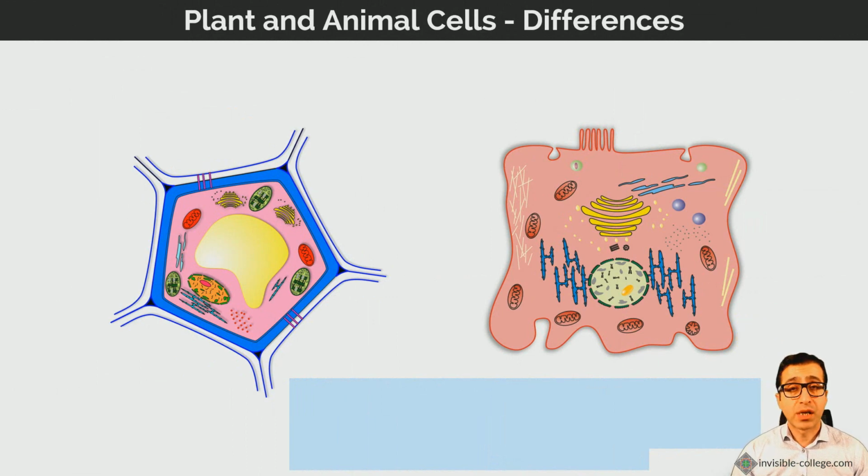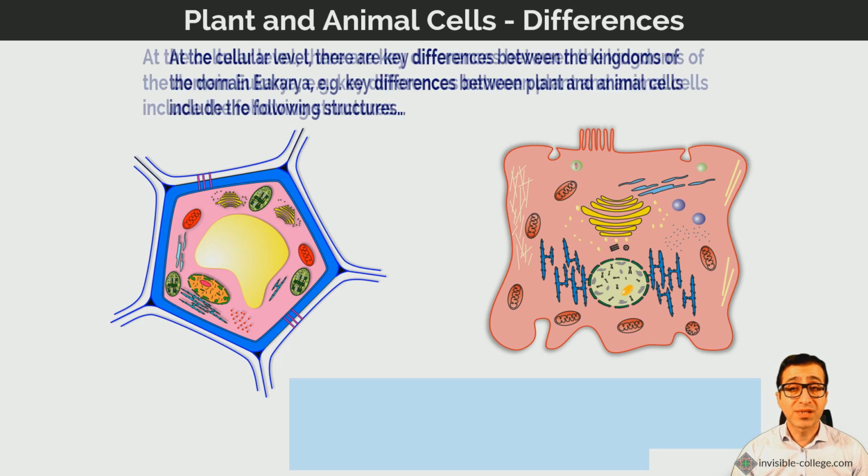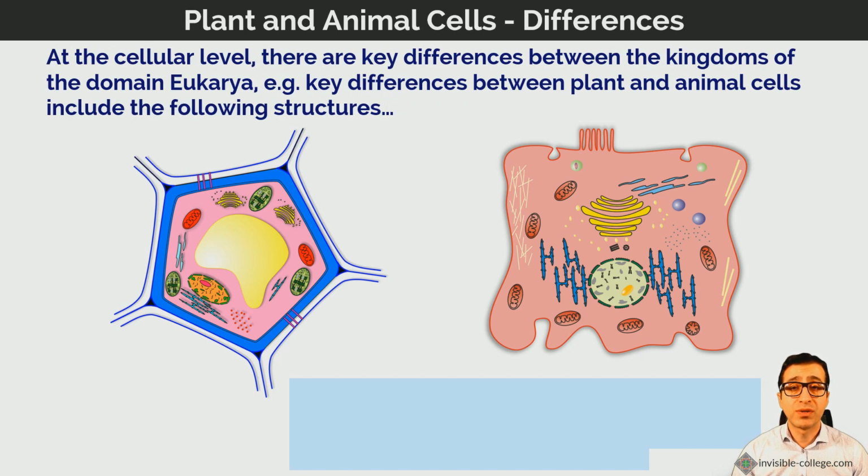So plant and animal cells, these are both eukaryotic cells. The plant kingdom and the animal kingdom, these both belong to the domain Eukarya. At the cellular level, though, there are still some key differences between these two different types of eukaryotic cells. For example, plant cells typically will have a cell wall made of a structural carbohydrate called cellulose, and animal cells will not have a cell wall.